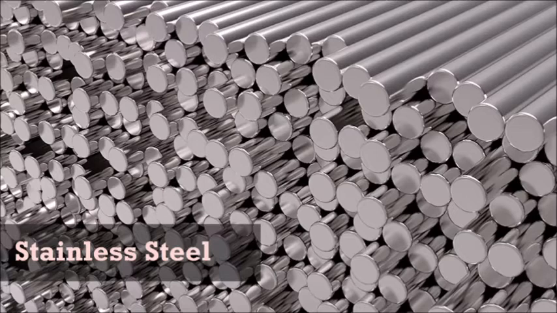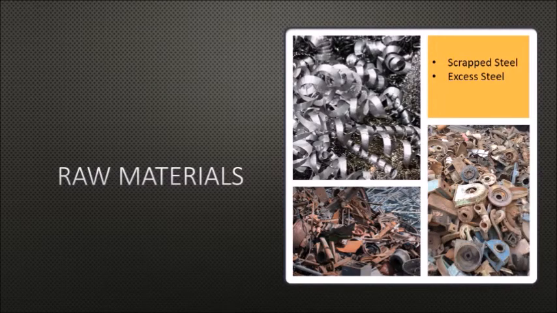Stainless steel is commonly used for building structures due to its resistance to corrosion and rust. It is also commonly used in hospital plumbing due to its non-porous and easy-to-clean properties. For the raw materials, we will be using chrome, nickel, silicon, and we will be reusing scrap as well as excess steel from previous processes.